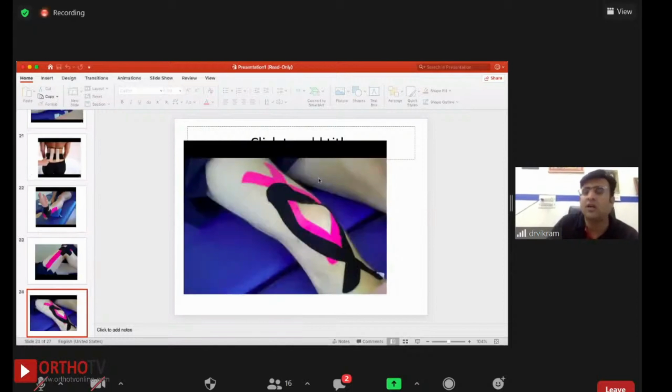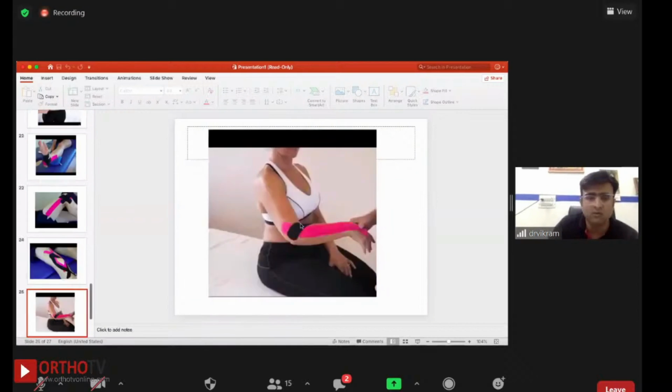Now this is for anterior knee pain and patellofemoral pain syndrome. I will put a tape over here from the quadriceps going to the tibial tuberosity and crossing it and holding the patella. I've done the taping from quadriceps to tibial tuberosity, and from tibial tuberosity to quadriceps. And in turn, the patella is totally held.